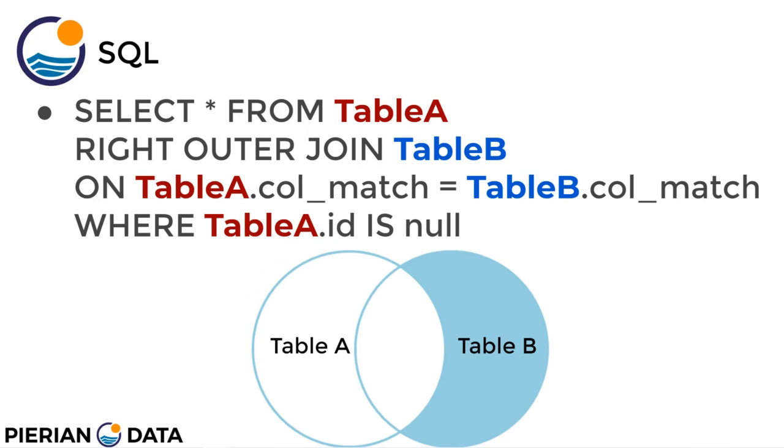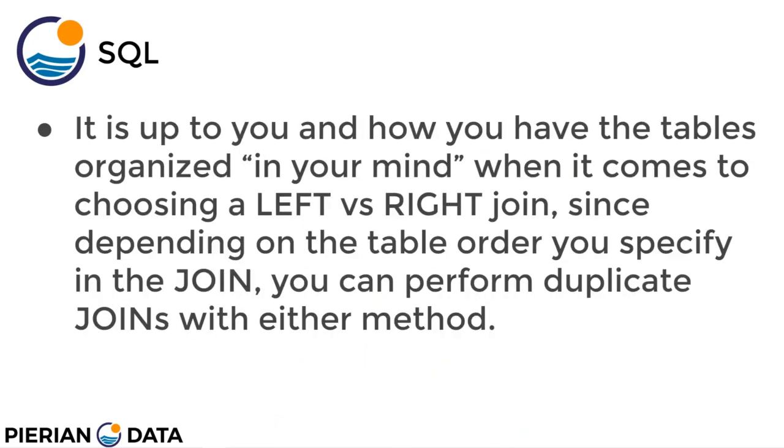Just like with a left outer join, you can also add a clarifying where statement, something like where table A.id is null, in order to clarify that you only want rows that can be found exclusively in table B and are not found in table A. So it's really up to you and how you have the tables organized, quote unquote, in your mind when it comes to choosing a left versus a right join, since depending on the table order you specify in the join, you could perform duplicate joins with either method.